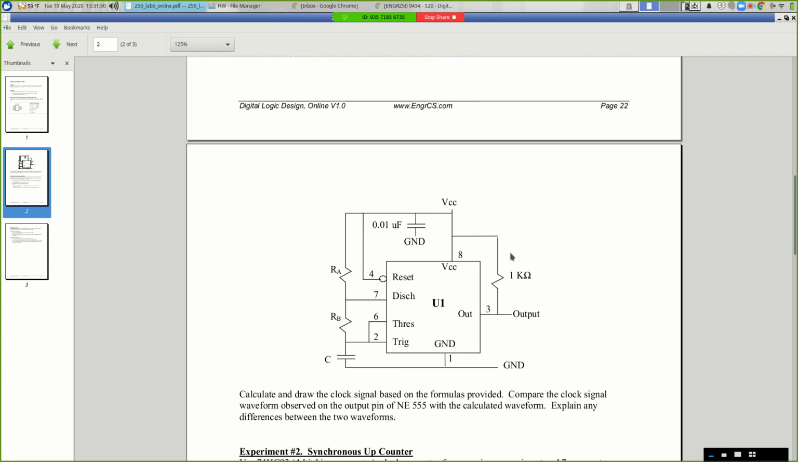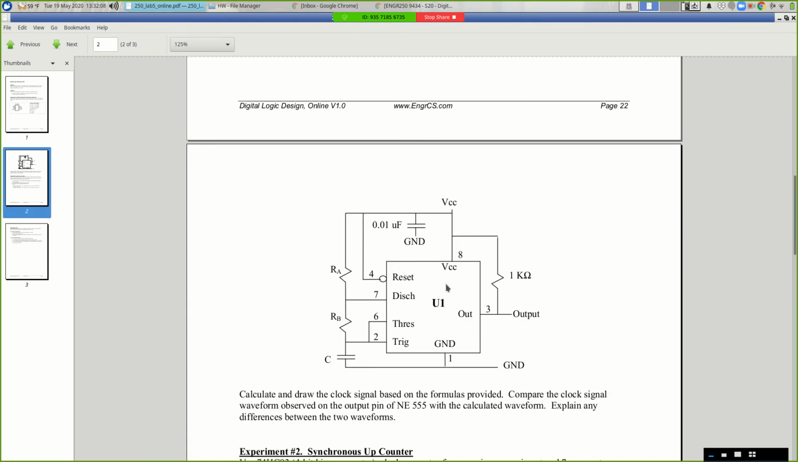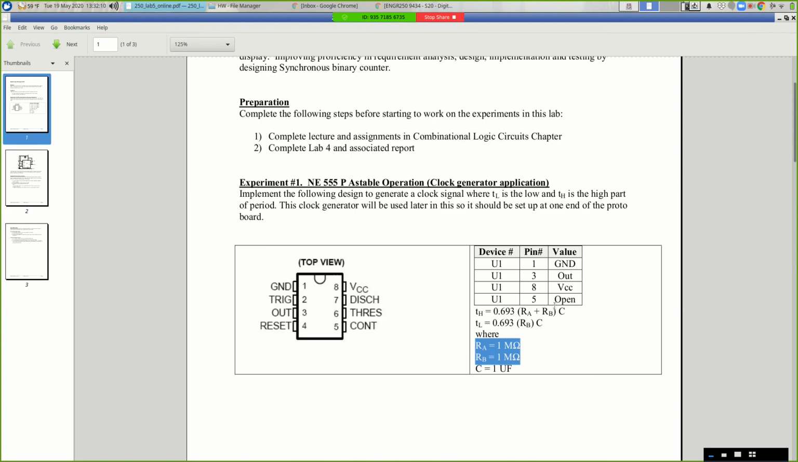Alright, so that's a lot of theory and background, none of which you technically need to make this circuit work, okay? All you have to do is faithfully wire this circuit like this with the following values. Your capacitor is 1 microfarad, your two resistors are 1 mega ohm each. And if you wire your circuit like this, the output will change according to this formula. The output will go high for about 0.7 times RA plus RB times C, and it'll go low for 0.7 times RB times C seconds.